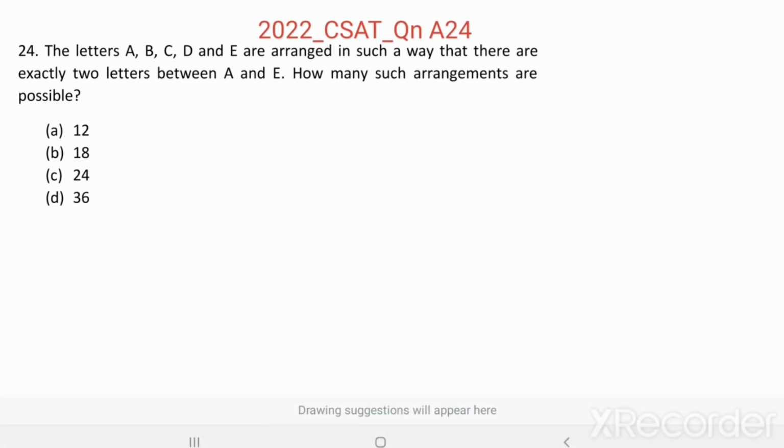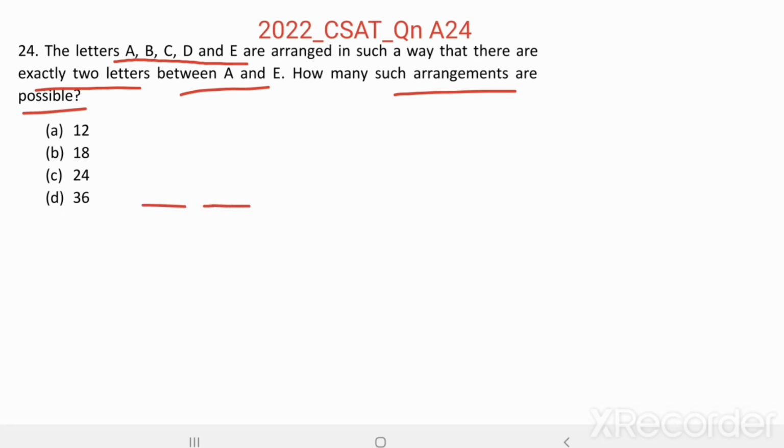Question number 24. The letters A, B, C, D and E are arranged in such a way that there are exactly 2 letters between A and E. How many such arrangements are possible? There are 5 letters A, B, C, D and E. They are arranged in such a way that there are exactly 2 letters between A and E. Then how many arrangements are possible?